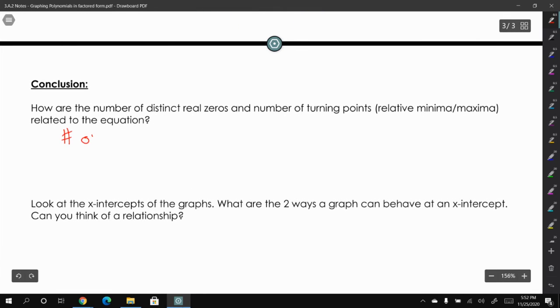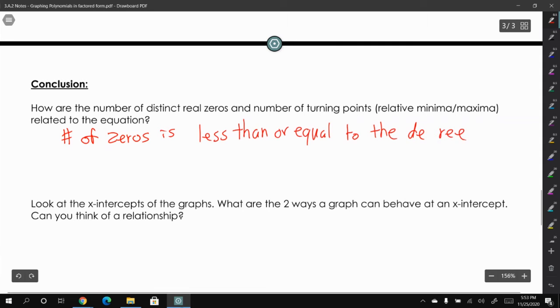So the number of zeros, let's write it mathematically, is less than or equal to the degree. So we could never have a 5th degree function with 6 zeros. We could have a 5th degree function with 5 zeros or 3 zeros or 4 distinct zeros, but the number of zeros can never be more than the degree.